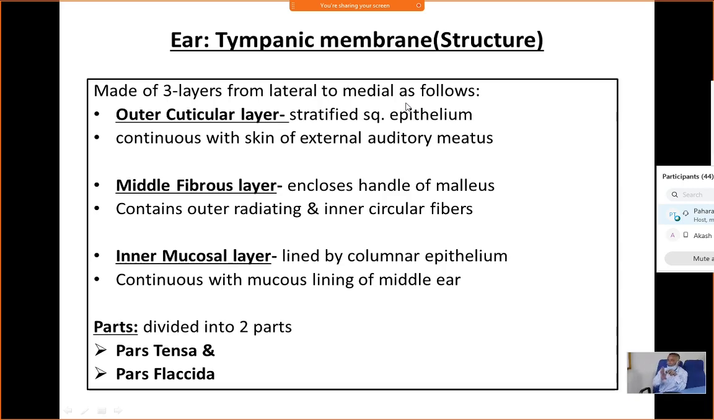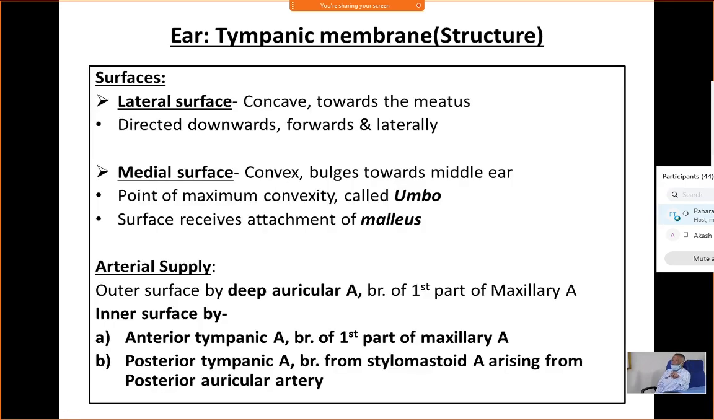Then the innermost layer, towards the middle ear cavity, is the inner mucosal layer. It is lined by columnar epithelium and is continuous with the mucous lining of the middle ear cavity. Then parts: already I have said there are 2 parts. The lower part is called pars tensa, and the upper part is called pars flaccida, which are divided by the anterior and posterior malleolar folds of the malleus bone.